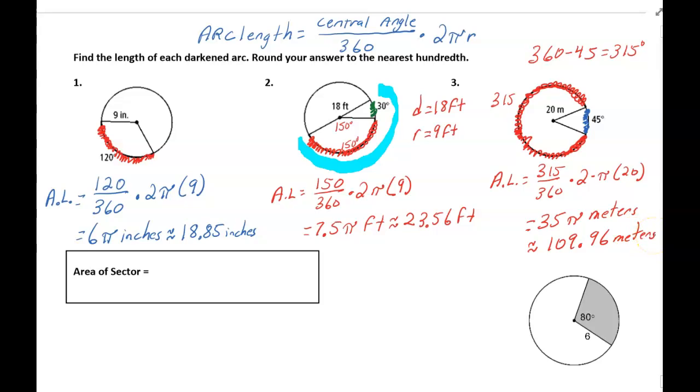So hopefully that helps you on arc length. The next video will be talking about the rest of this page. So you'll have to go to the second video.